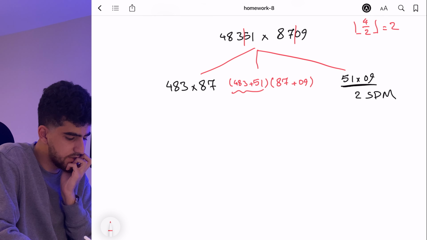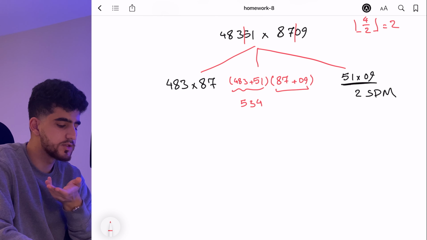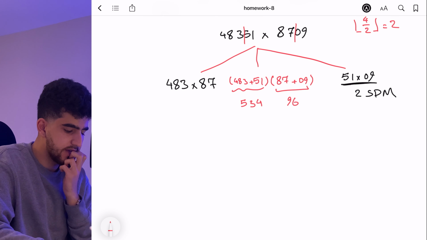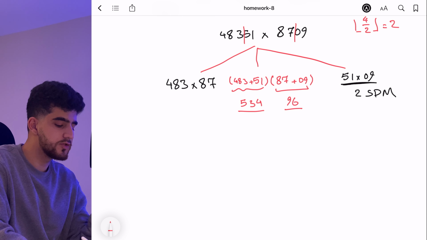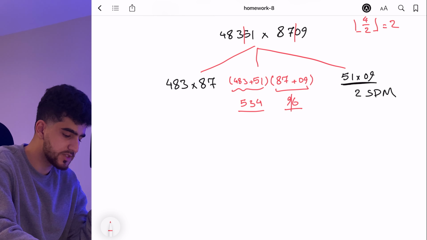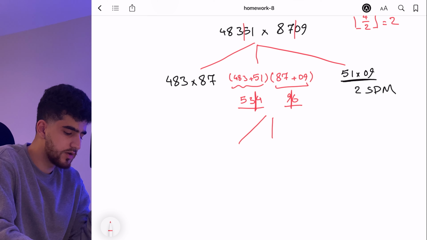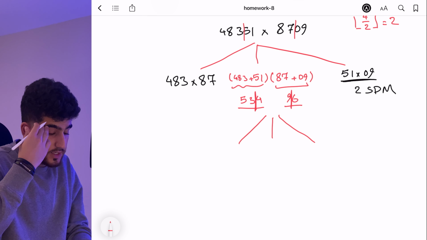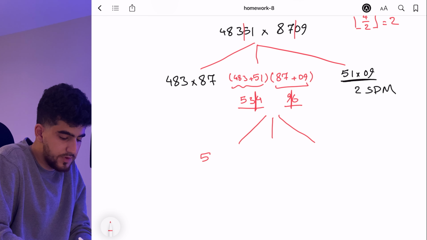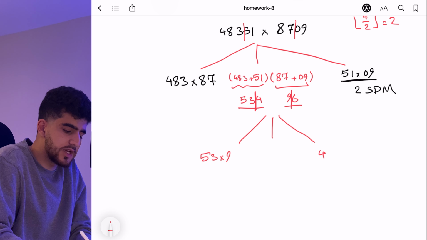Well, this is equal to 534, and this is equal to 96. And again, we have 2 numbers. One of them has 2 digits, one of them has 3 digits. So we consider 2, floor of 2 divided by 2 is 1. So we have to split 1 digit from the end. And then we're going to call the function with 3 arguments. The first one is going to be 53 multiplied by 9. The last one is 4 times 6.